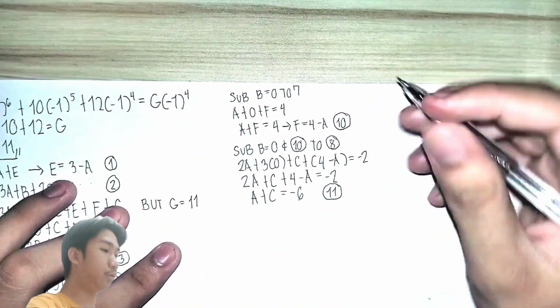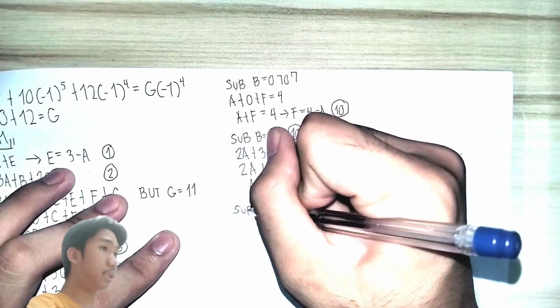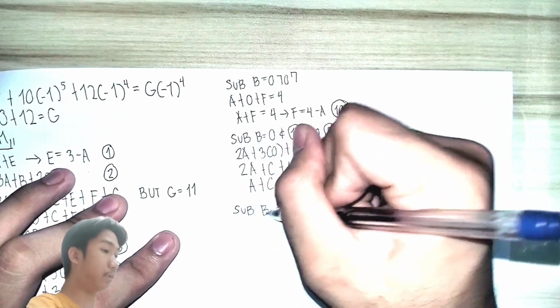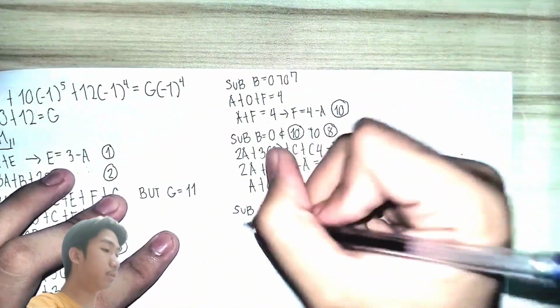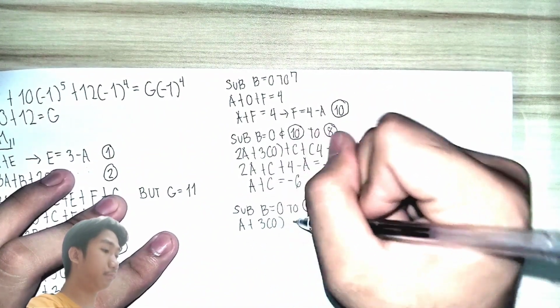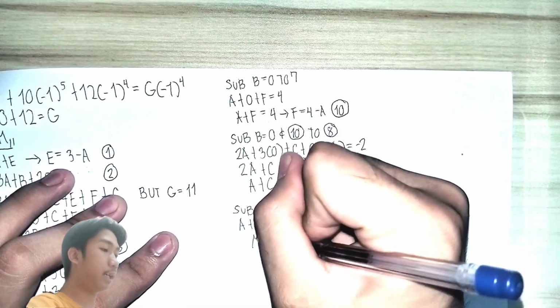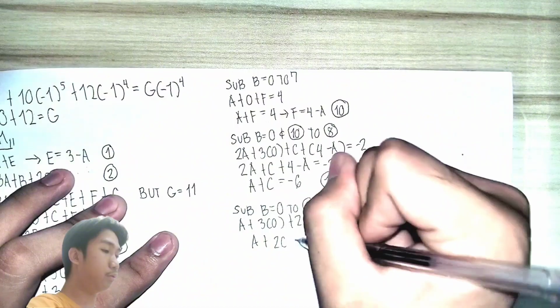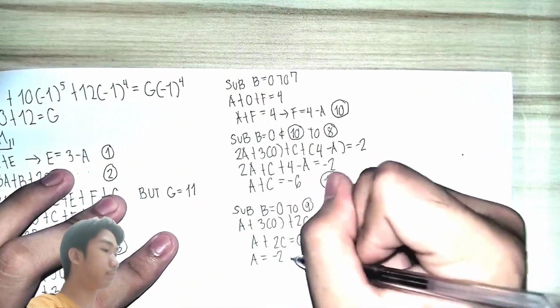Now, we substitute the value of b is equal to 0 to equation 9. And that would be a plus 3 multiplied to 0 plus 2c is equal to 0. A plus 2c now is equal to 0. A is equal to negative 2c. And that would be our equation 12.